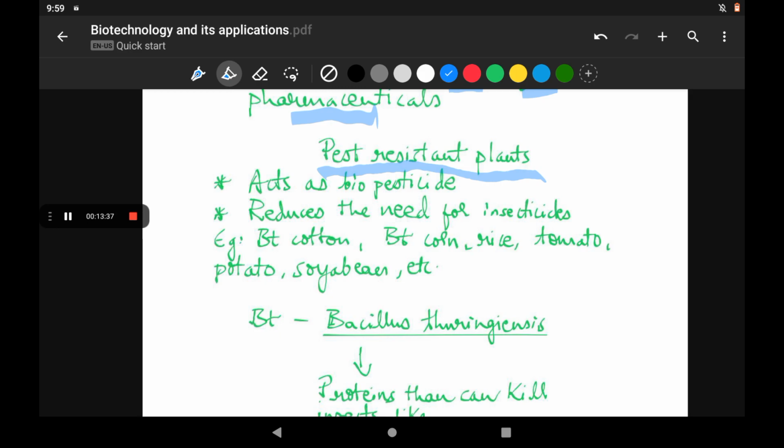So these are the pest-resistant plants. We have a few of them. The pest-resistant plants can act as a biopesticide. That is, the plant itself can produce the toxic materials and kill the insects. It reduces the need for insecticides, as in the case of BT cotton.